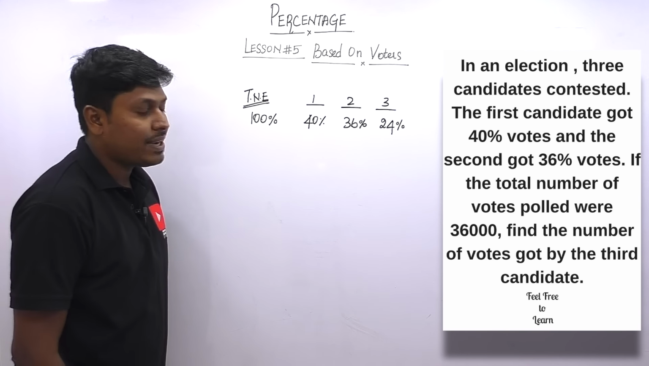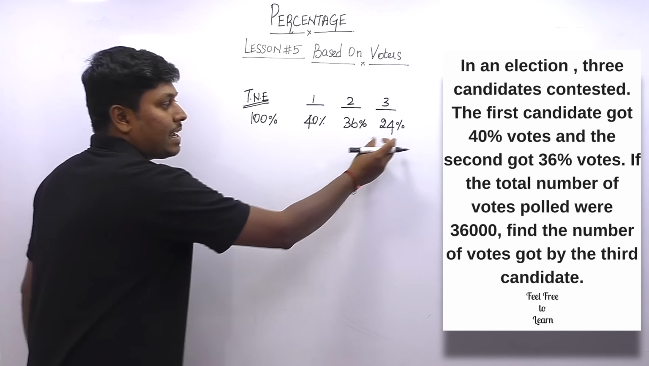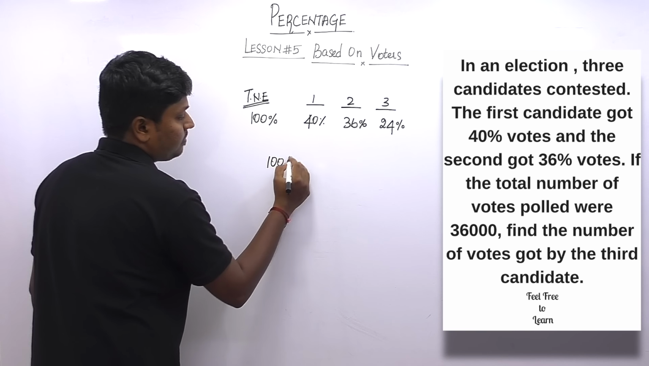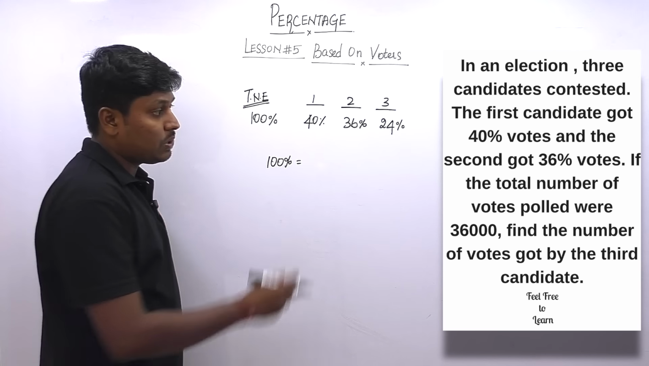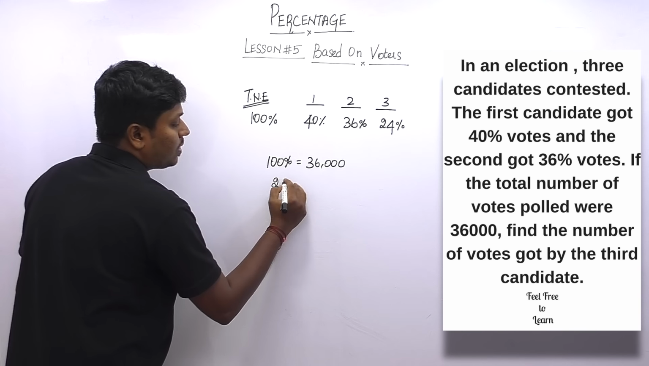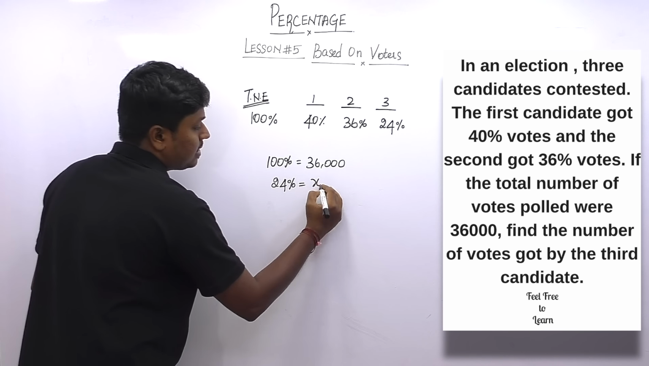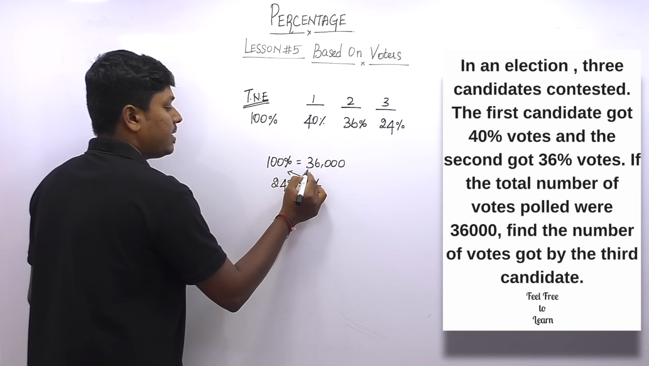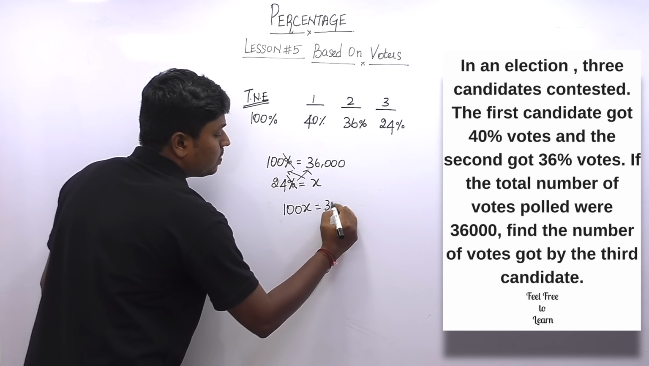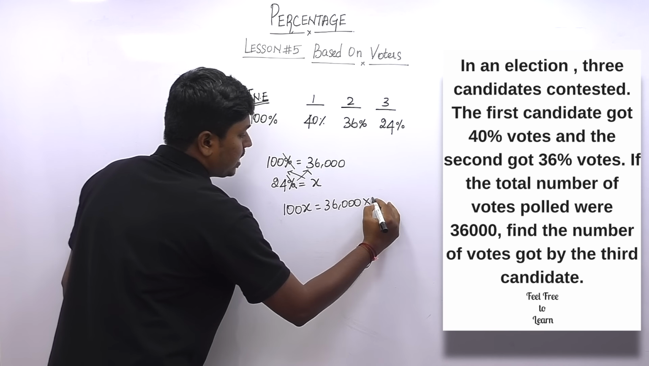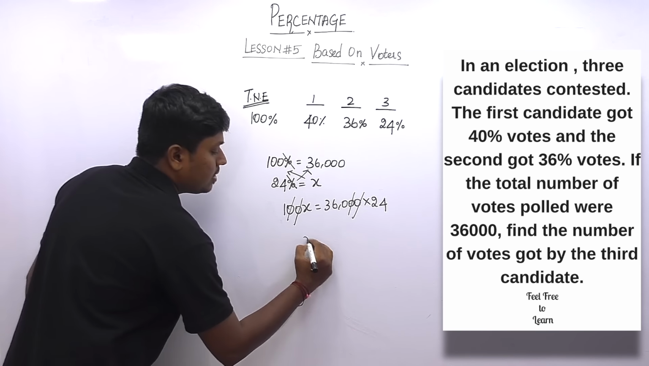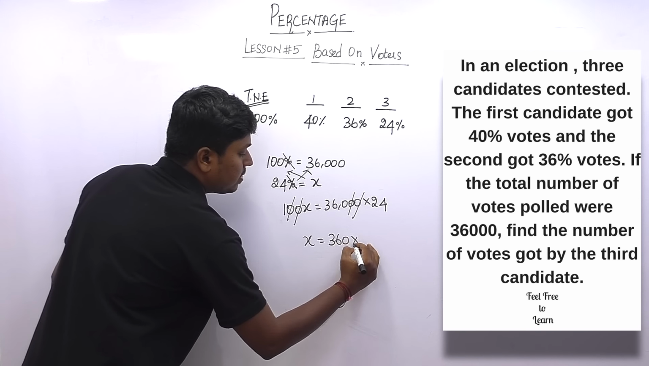Now our target is to find the number of votes that was got by the third candidate, so we need to find what is this 24%. We already know that 100%, the total votes, is 36,000. And now our target is to find what the third candidate got, which is 24% equal to X. Now just cross multiply it, cancel percentage and percentage. So when you cross this, 100x is equal to 36000 into 24. Now you can cancel 20 here. Similarly you can cancel 20. So x is equal to 360 into 24.